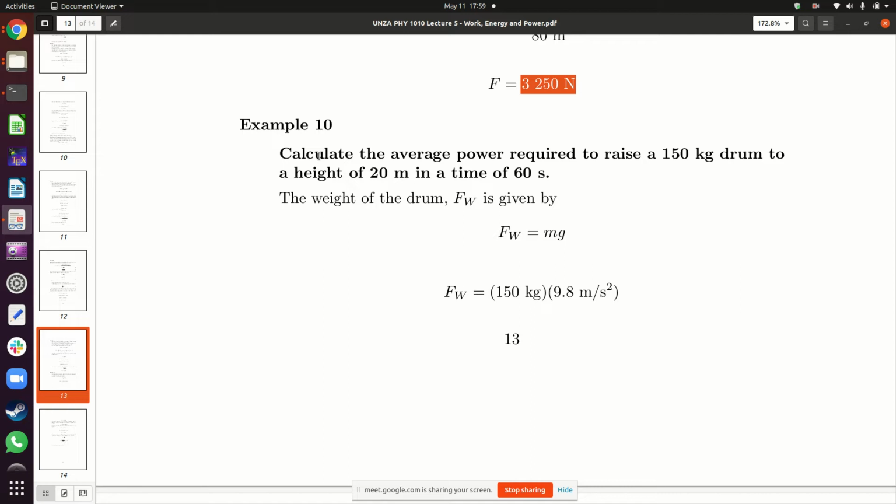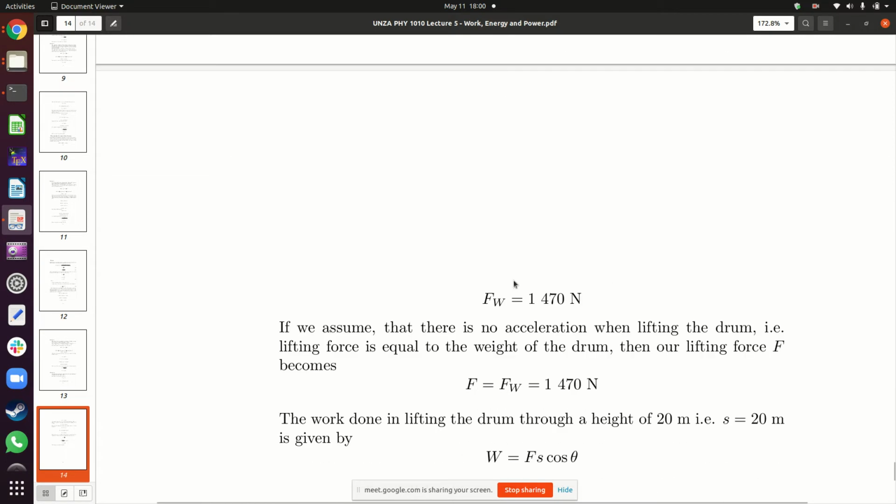Okay. So in this case, the lift force is equal to the weight. You are assuming that you're doing this at constant velocity, of course. So you have to work out the weight, which is equal to the mass of the drum multiplied by the acceleration due to gravity. So the weight of the drum is going to be equal to 150 times that, and this gives you this much.